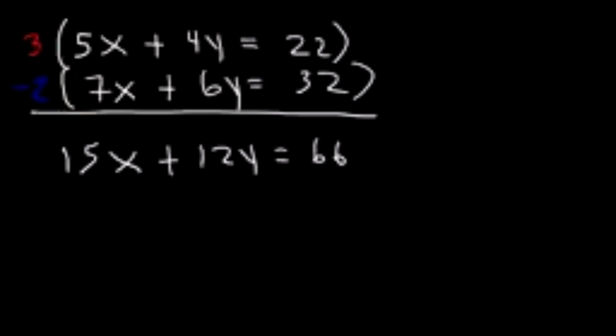Now let's multiply everything in the second equation by negative 2. Negative 2 times 7x is negative 14x. Negative 2 times 6y is negative 12y. And negative 2 times 32 is negative 64.